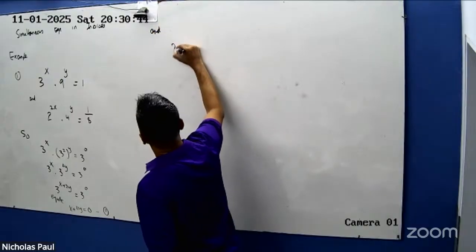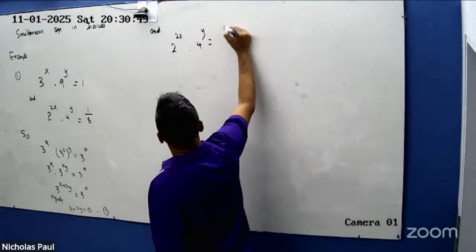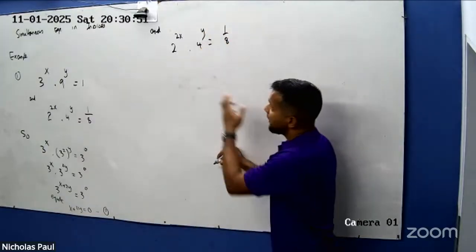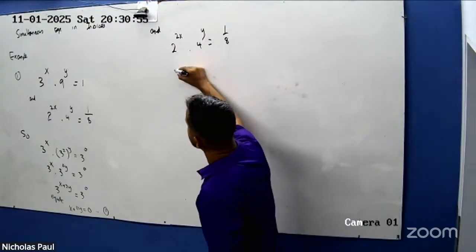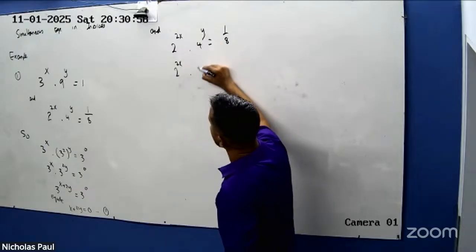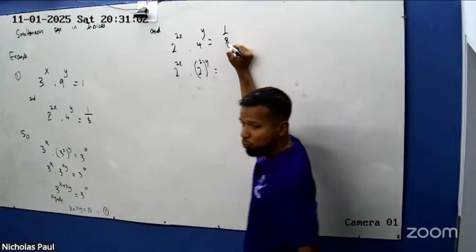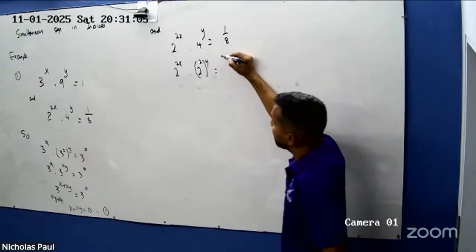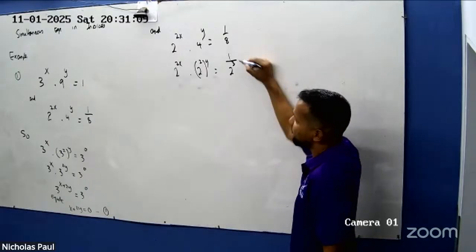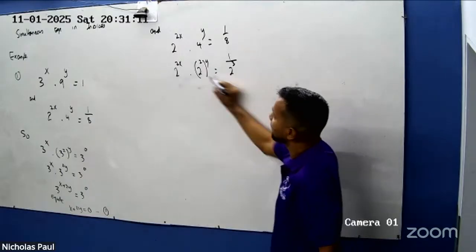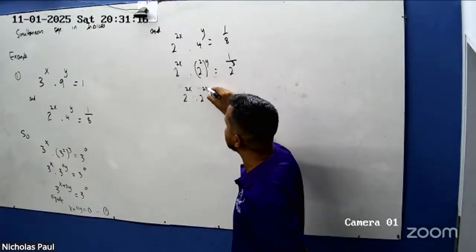2 to the 2x by 4 to the y is 1/8. So I'm going to convert them all to one base, 2, right? So this is 2 to the 2x. 4 is what? 2 squared. What about 1/8? 1 over, nice. 1 over 2 to the power 3. And then here, this will be 2 to the 2x by 2 to the 2y.